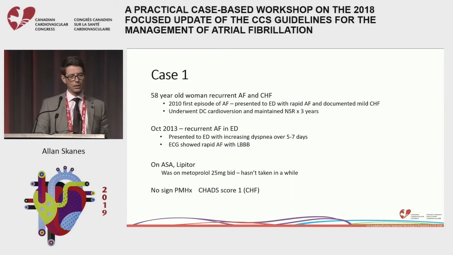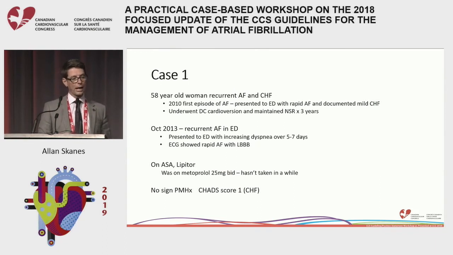This is a 58-year-old woman with recurrent AF and heart failure. It starts in 2010 with the first episode, and actually she had a little bit of heart failure at that time. She underwent DC cardioversion early on, did well for 3 years. And then again, 3 years later, you can see she had another episode of atrial fibrillation in the emergency department. She had some dyspnea over the next 5 to 7 days, leading up to her emergency room visit. And as I'll show you on the next slide, her ECG showed rapid A-Fib and left bundle branch block.